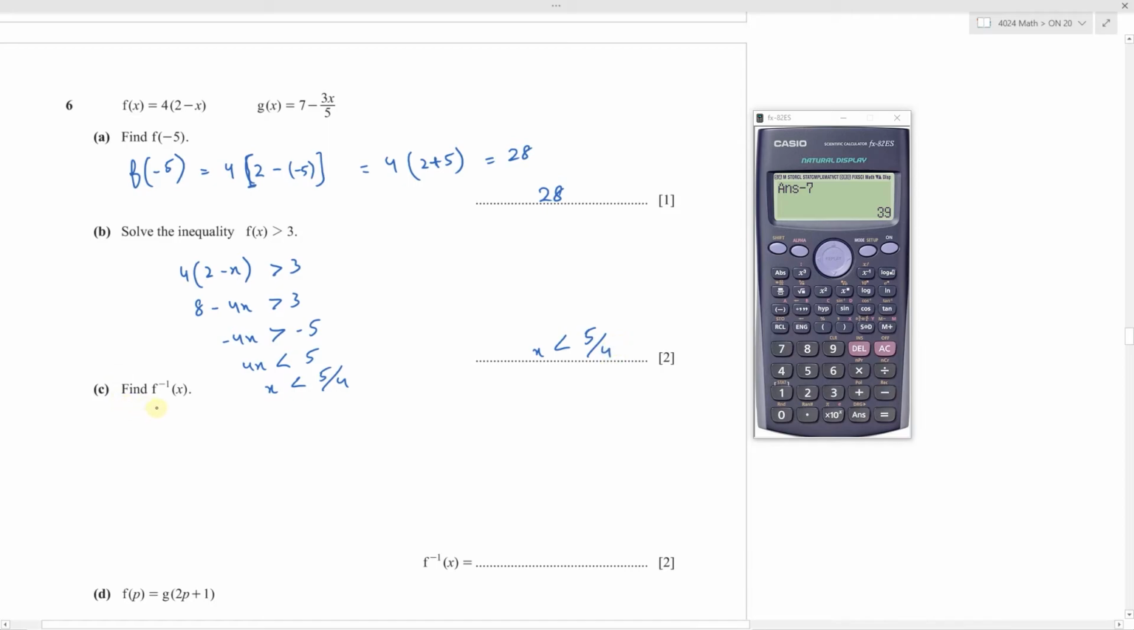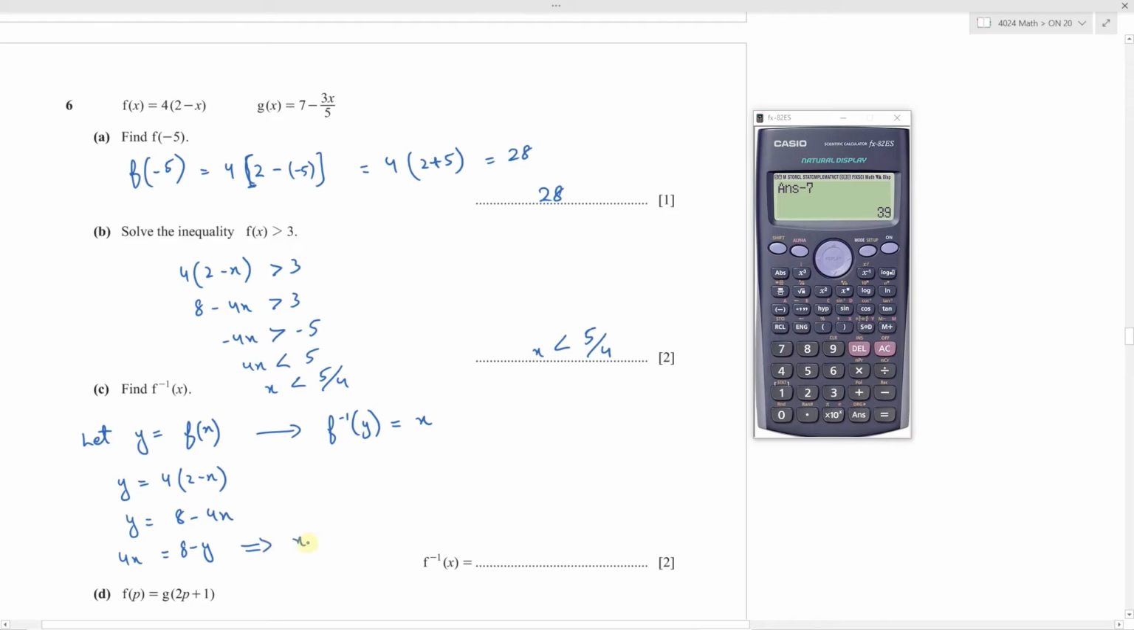Part C is find f inverse of x. So you let y equals f of x. This gives you, if I take this f to the other side, f inverse of y equals x. We'll use this later. So y equals f of x, that means y equals 4 into 2 minus x. And now I'll make x the subject of this equation. So y equals 8 minus 4x. I take this 4x here and take this y to the other side.